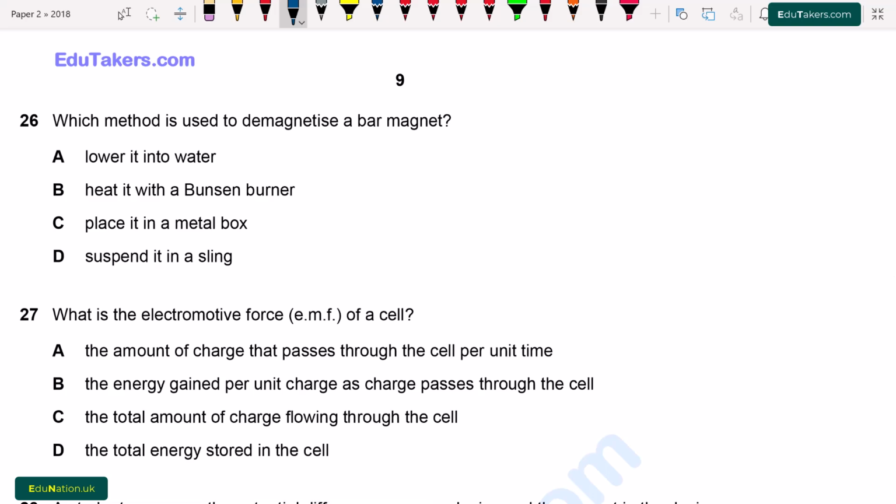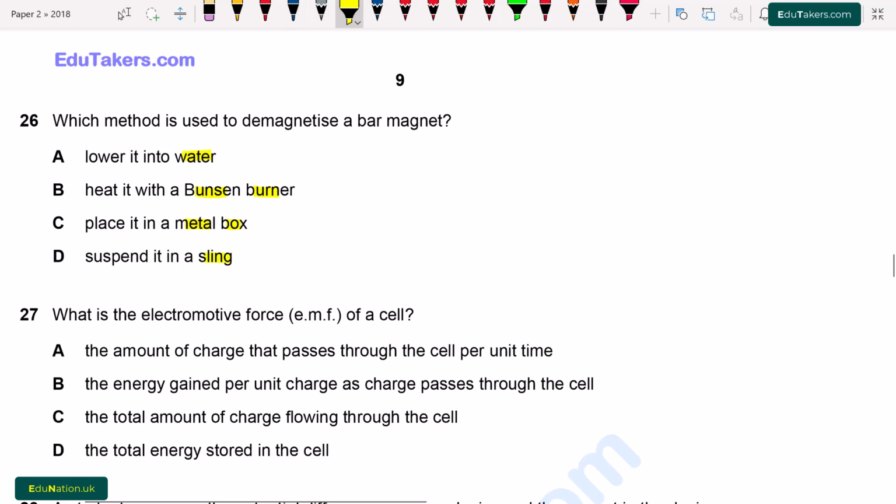Question number 26. Which method is used to demagnetize a bar magnet? Option A, lower it into water. B, heat it with a Bunsen burner. C, place it in a metal box. D, suspend it in a sling.